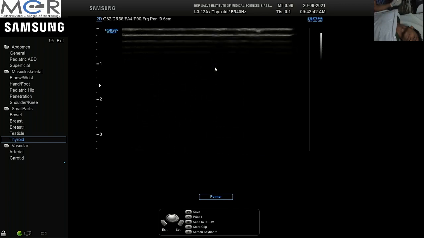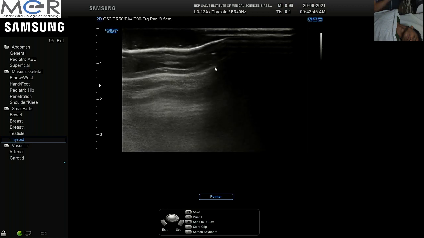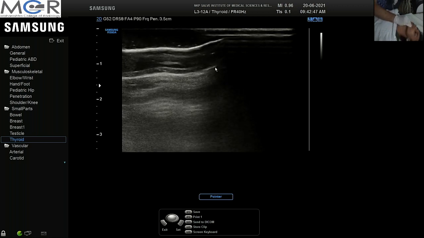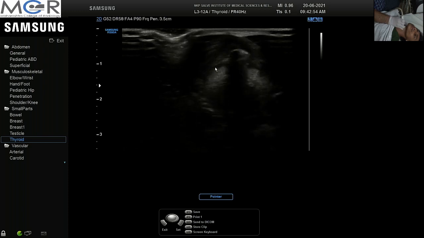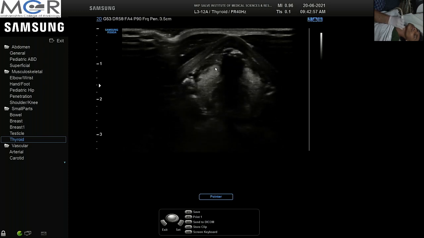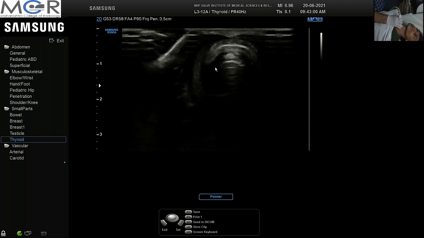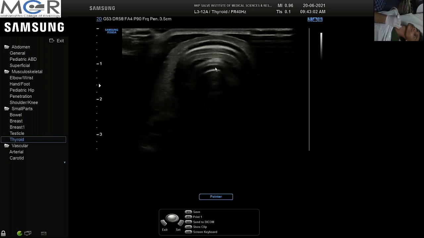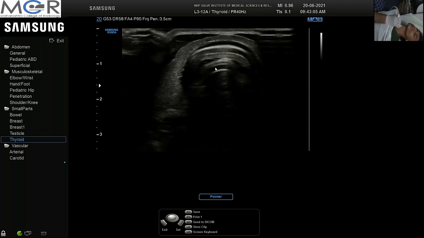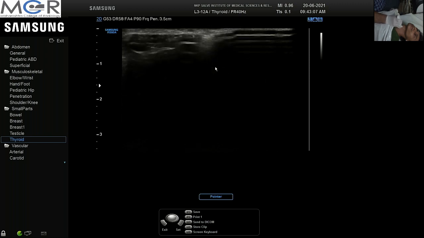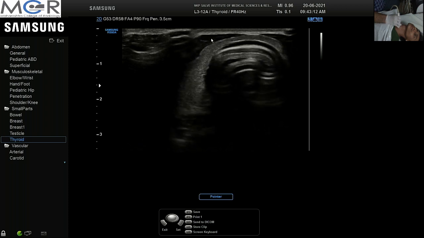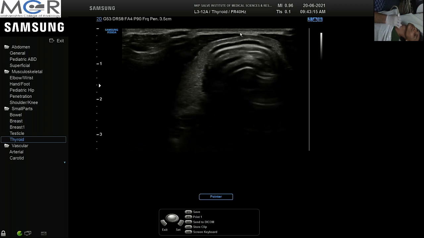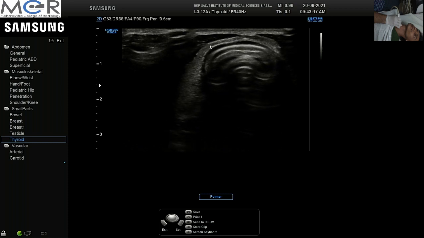Then we come to the midline of the neck. In the midline, we see the larynx, and then as we come down, we see the thyroid gland. There are two strap muscles here, the sternohyoid and sternothyroid. This one is the sternohyoid and the sternothyroid is here.